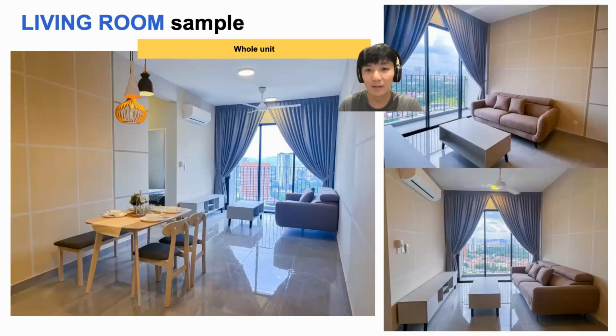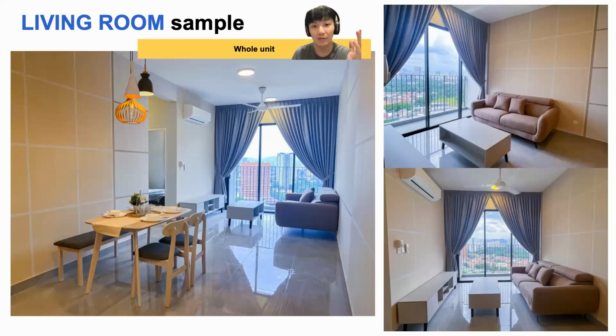So how do we do it? This is pretty much simple. These are actual sample units. This one is doing a whole unit rental, which means you rent out the entire unit, not room by room. Simple design, simple furnishing, rented out at around 2,004, 2,005.